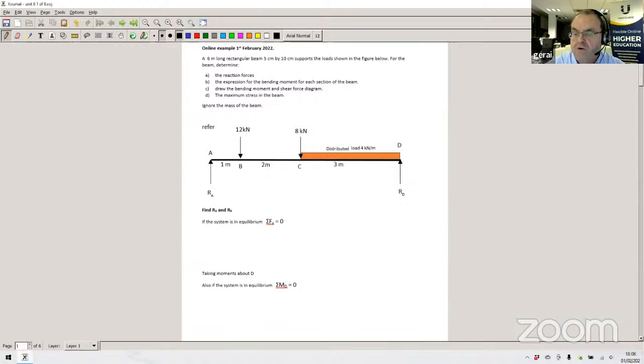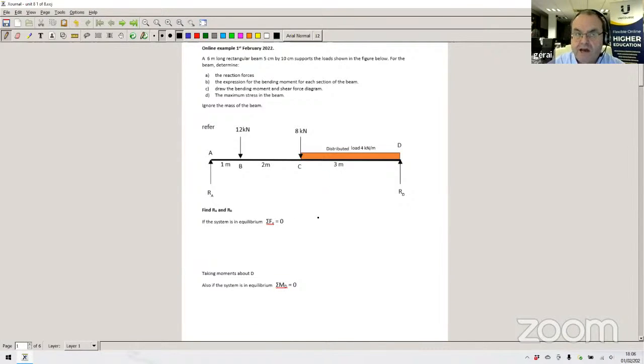With these questions, always the first thing to do is to try and find the reaction forces RA and RD. The thing to remember is, if this system is in equilibrium, otherwise it would move, then the sum of the forces in the Y direction must equal 0. Similarly, the forces in the X direction must equal 0, but of course we haven't got any forces in the X direction in this case.